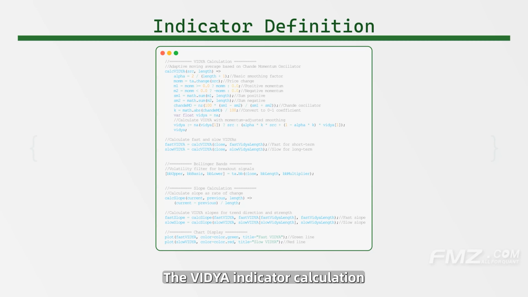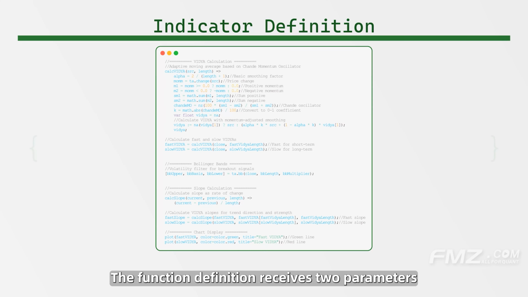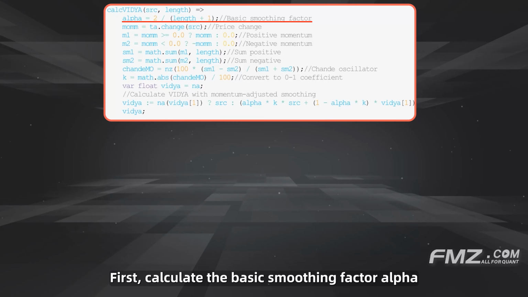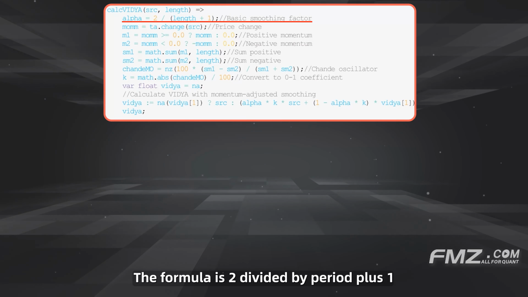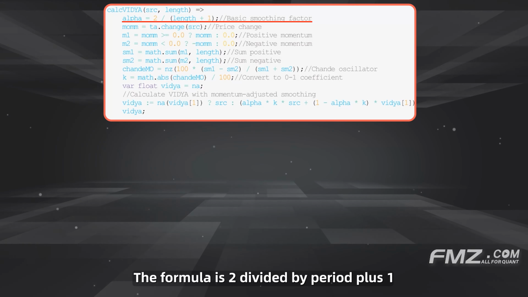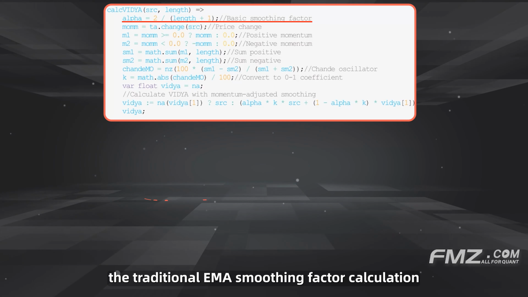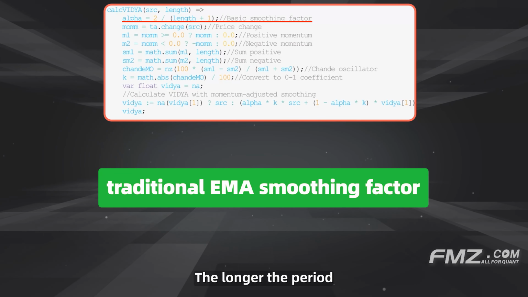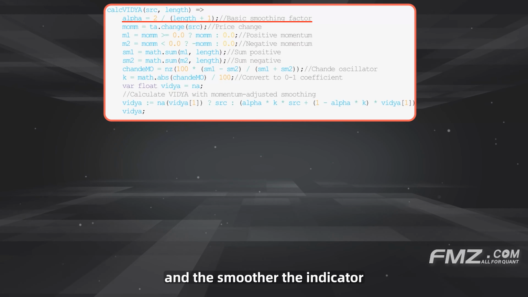The VIDYA indicator calculation is the technical core of the entire strategy. We need to break down its mechanism step by step. The function definition receives 2 parameters, data source and calculation period. First, calculate the basic smoothing factor alpha. The formula is 2 divided by period plus 1. This is the same as the traditional EMA smoothing factor calculation. The longer the period, the smaller alpha, and the smoother the indicator.